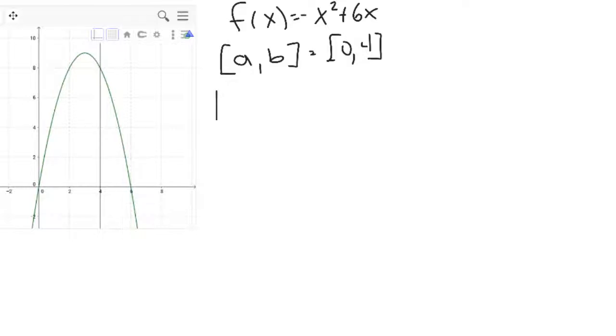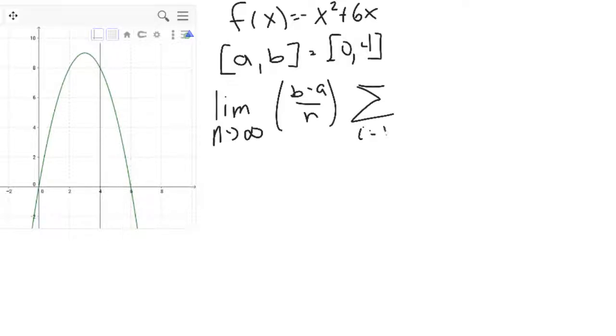Is the limit as n approaches infinity of (b minus a) over n times the sum from i equals 1 to infinity of f of (a plus (b minus a) over n times i), and so that's our formula.